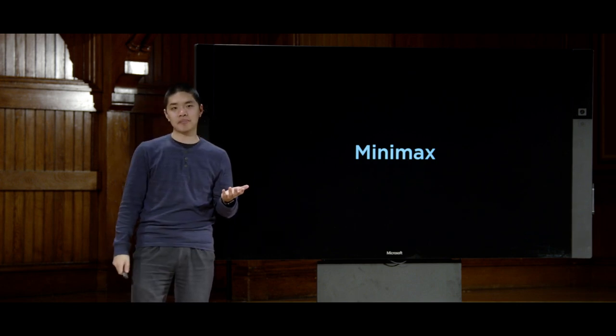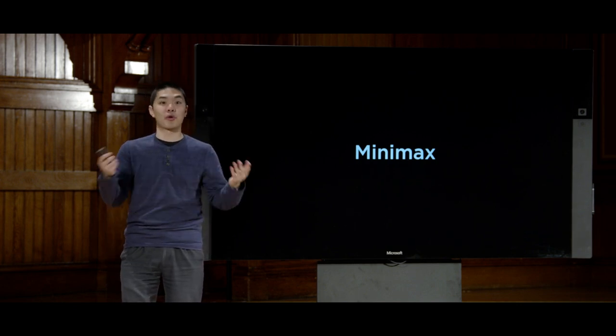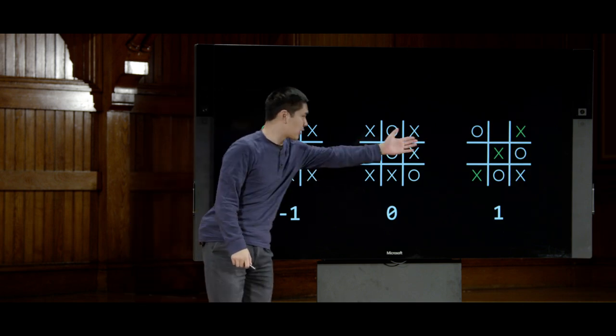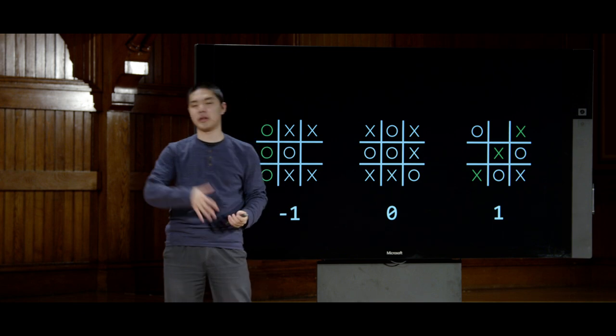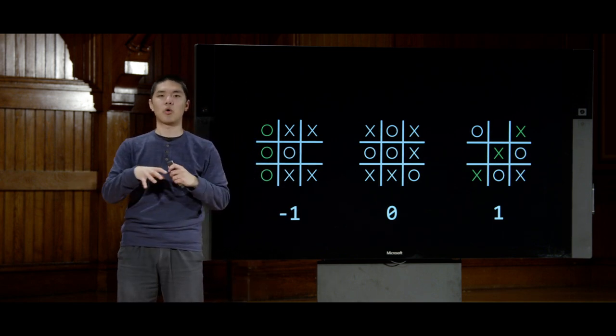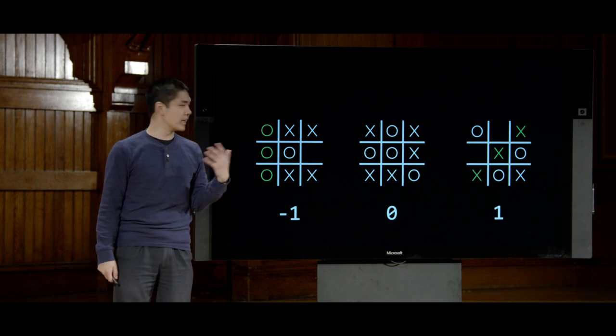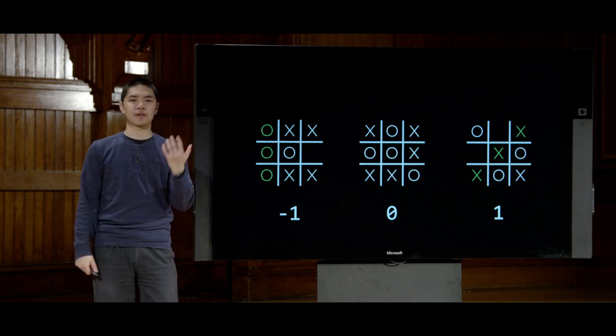And in a tic-tac-toe game, and in many types of games, there are three possible outcomes. The outcomes are O wins, X wins, or nobody wins. So player one wins, player two wins, or nobody wins. And for now, let's go ahead and assign each of these possible outcomes a different value.